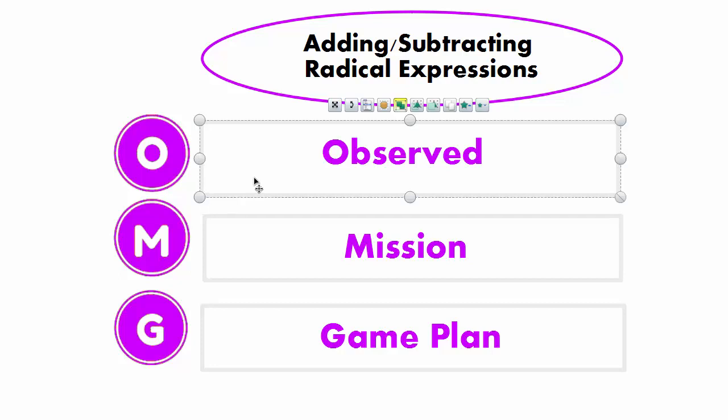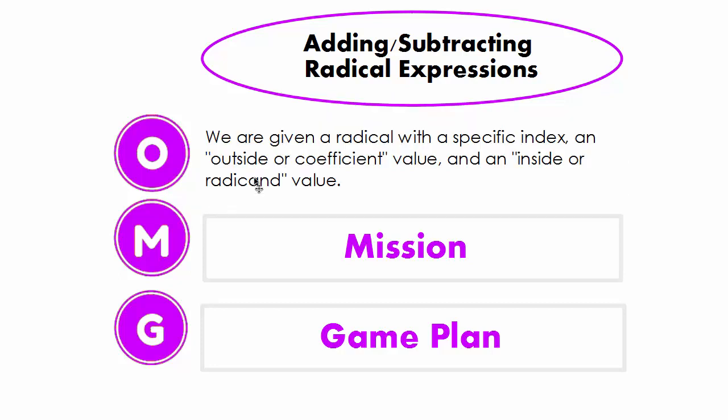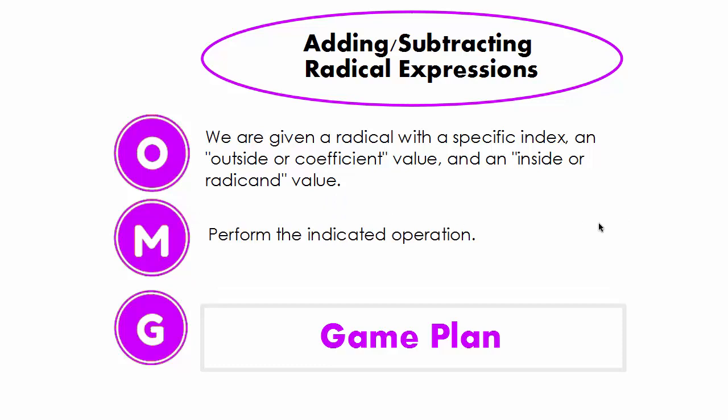The first thing you're going to want to observe when you're adding or subtracting radical expressions is to look at what the index is. The index, again, is that small number on the outside of the radical. And then you need to look at the outside or the coefficient value, so that's the one in front, and then the inside or the radicand value. Your mission is going to be to simply perform the indicated operation, so whether it's addition or subtraction, you're just going to be going through and performing that operation.